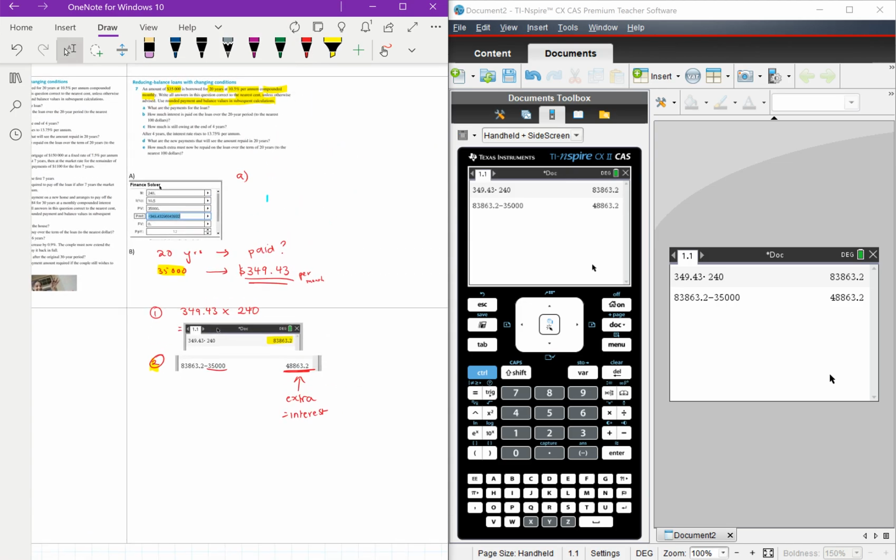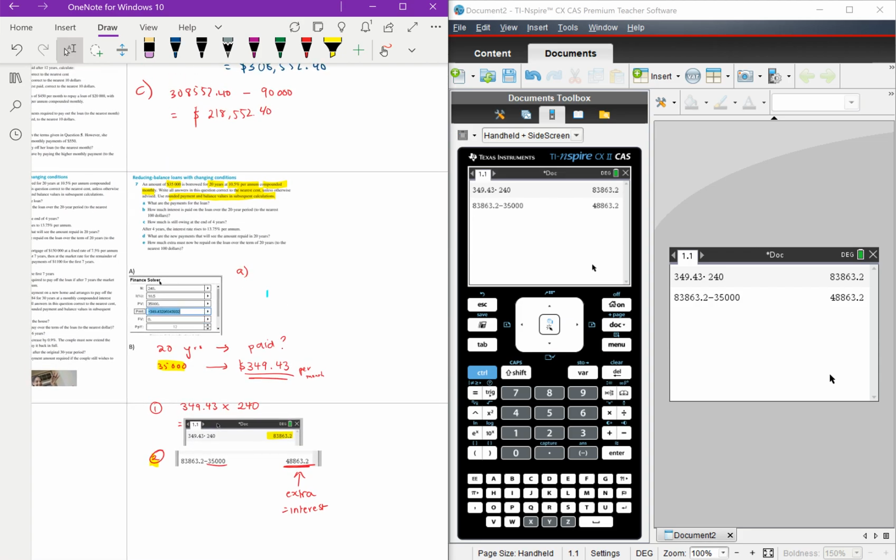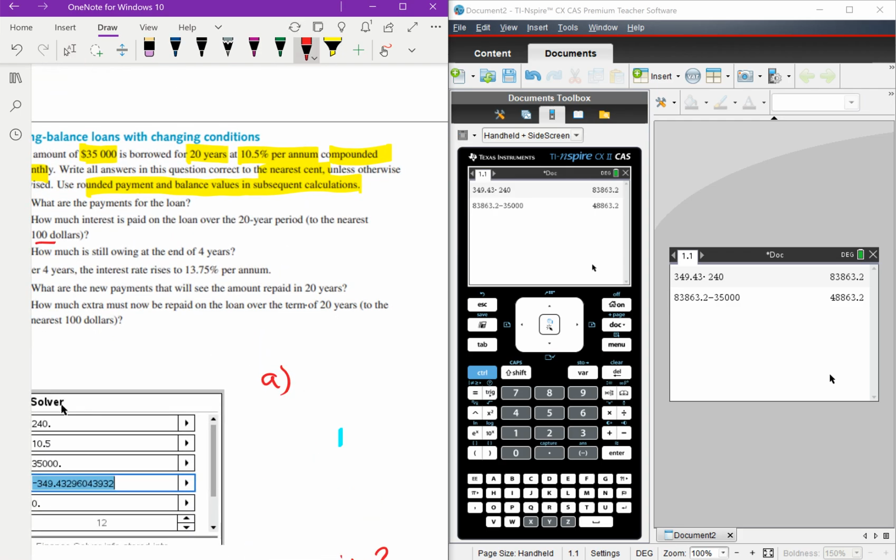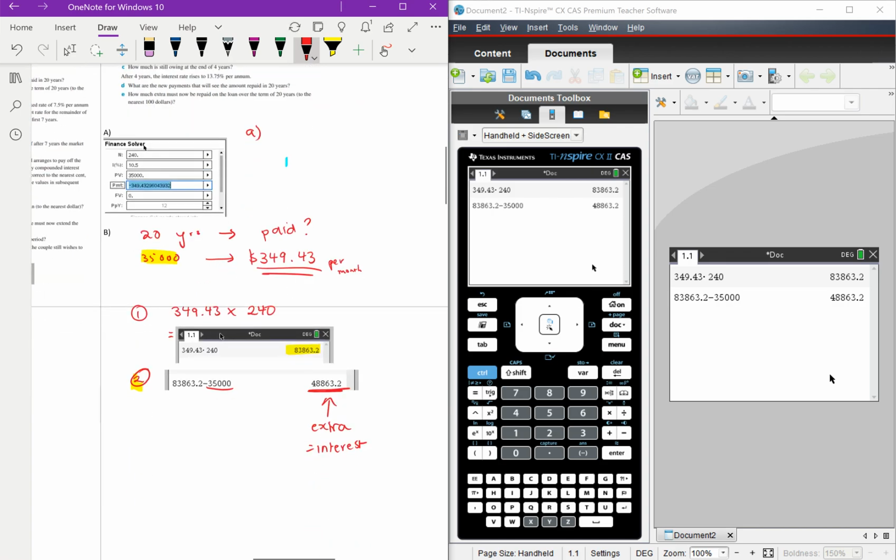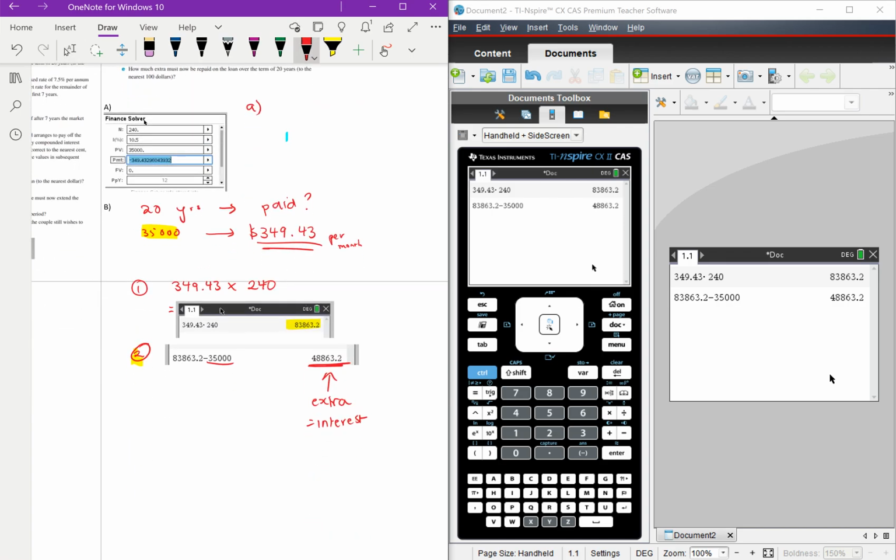Okay, but remember they want you to use rounded payment and balance values in subsequent calculations. I thought it said somewhere nearest cent unless otherwise advised. Somewhere said nearest 100. Oh, there it is. To the nearest $100. So this is my answer. $48,863.20 is closest to $48,900, because it's closest 100. Okay, so $48,900 is how much I paid in interest.